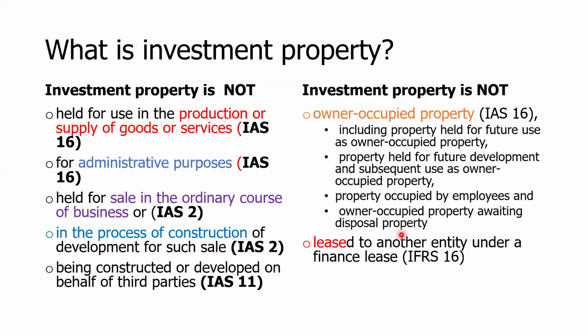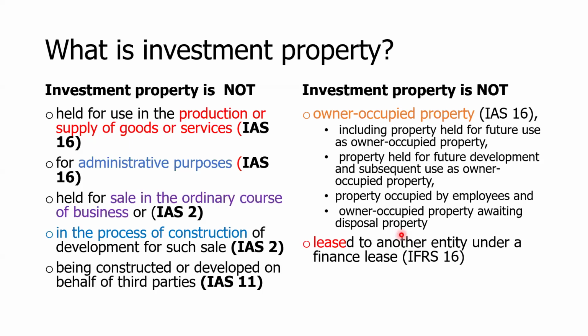Lease is a topic that you'll be learning in final year. Lease is basically about one party giving their asset to another party for periodic payments. That's what we call lease. We have two types of lease: finance lease and operating lease. Finance lease is long-term and operating lease is short-term. So if you lease your assets to a company for a few months, less than a year, it's operating lease.